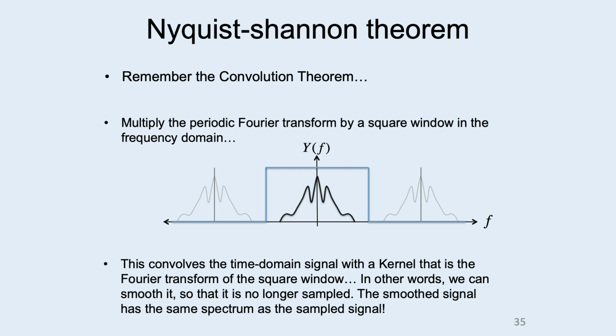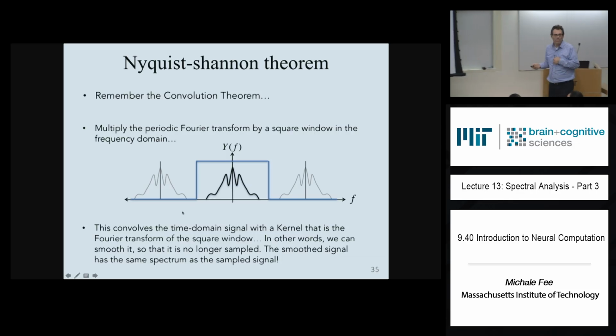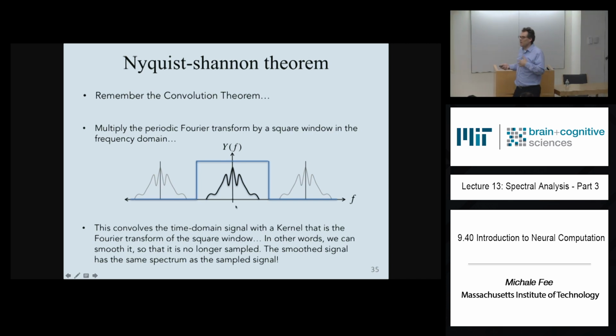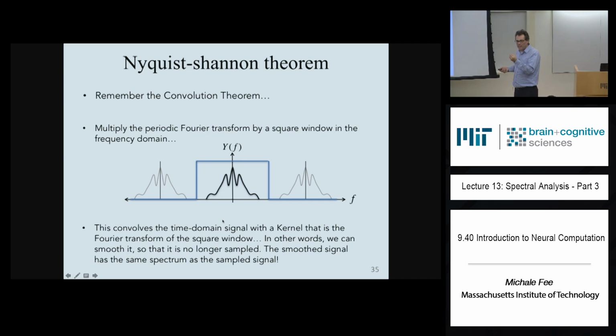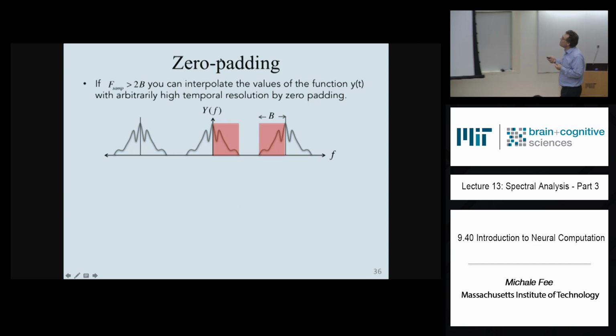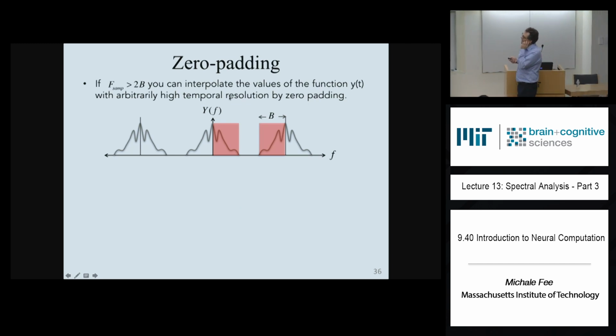But it's actually easier to do rather than convolving with a sinc function. It's easier just to multiply in the frequency domain. So I can basically get back my sampled function at arbitrarily fine temporal resolution. Here's how you actually do that. That process is called zero padding.